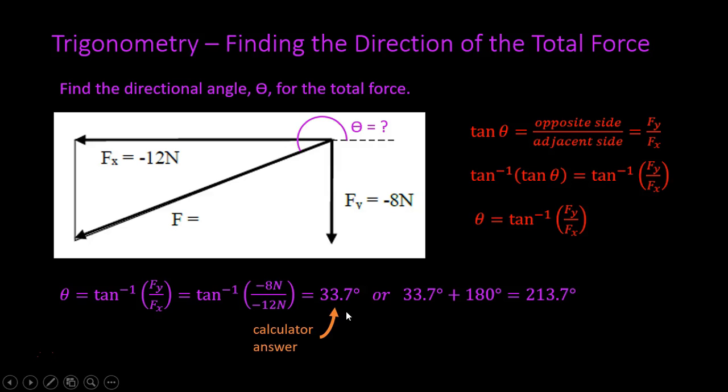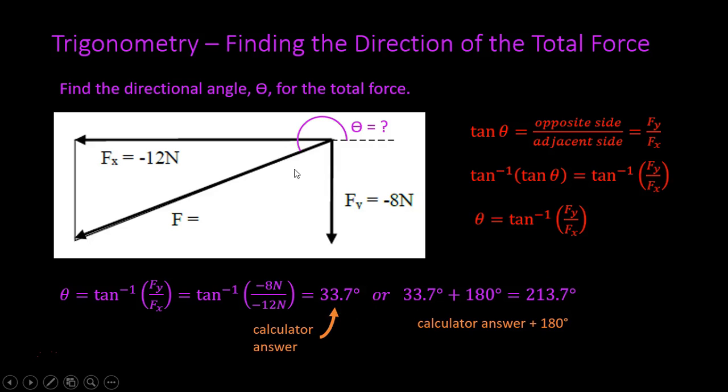The inverse tangent function does not give you a unique solution. There are two possible solutions. One is the answer your calculator will give you. The other one is the calculator answer plus 180 degrees. So the other choice is to take our calculator answer of 33.7 degrees and add 180 degrees to it, and that gives us an angle of 213.7 degrees. Now, which one is correct?